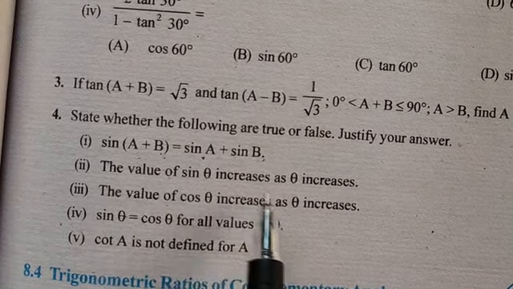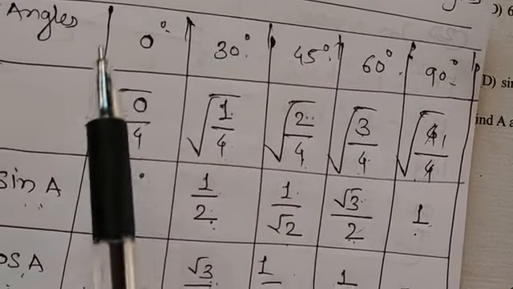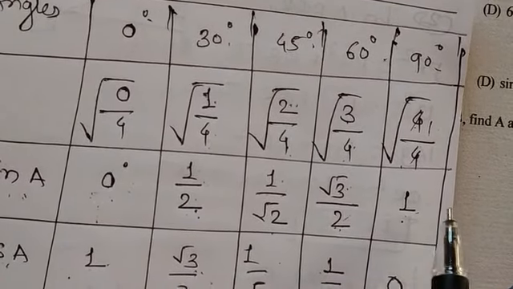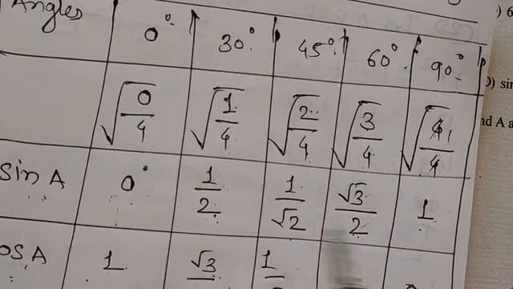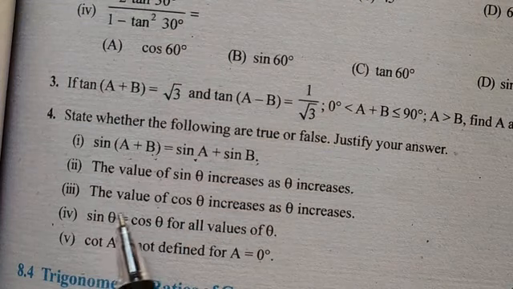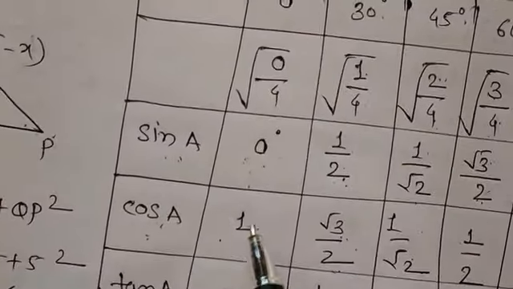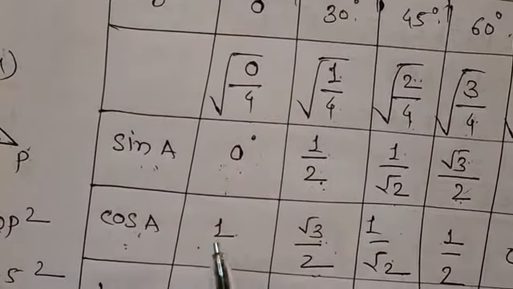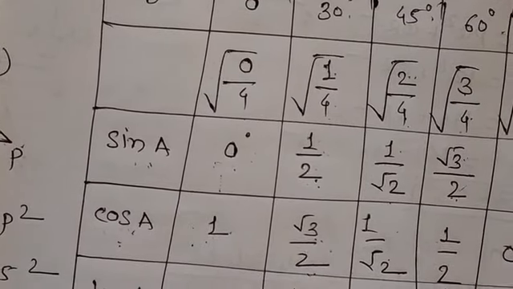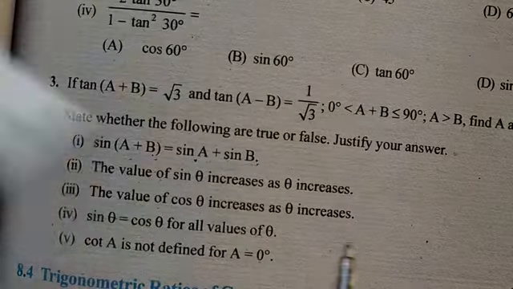Then, the value of sin theta increases as theta increases. You clearly know that the value of sin from 0 to 90 goes from 0 to 1. As theta increases, sin also increases. Hence the second statement is true. Then, the value of cos theta increases as theta increases. Check it. Cos theta here from 0 to 90 decreases. The value decreases as cos decreases as theta or angle increases. So the third option is false.